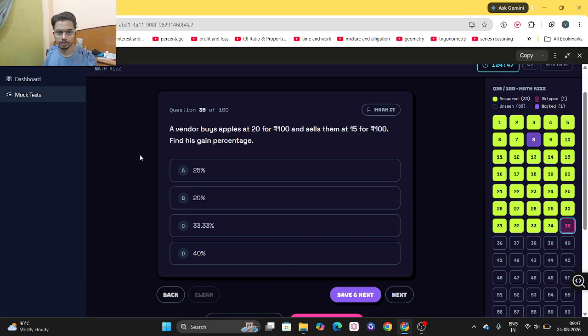A vendor buys apples at 20 for 100 rupees and sells at 15 for 100 rupees. Find the gain percentage. 20 apples for 100 rupees, so 1 apple for 5 rupees. And he sells 15 apples for 100 rupees, so 1 apple for 20 upon 3 rupees. So there is a profit of 20 upon 3 minus 5, which is 5 by 3. 5 by 3 into 5 into 100 gives 33.33.